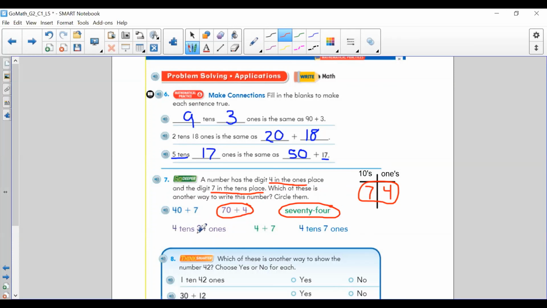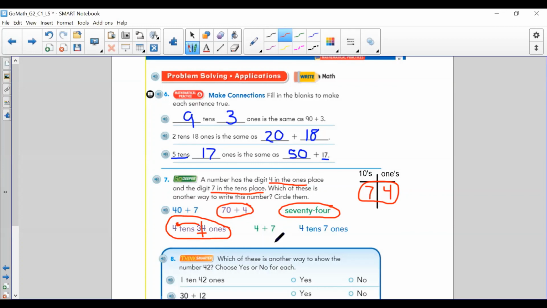4 tens and 34 ones. Now this right here is a tricky one. Do you know that 34 ones can sort of be divided right down the middle as 3 tens and 4 ones? And if we added that 3 over here to the 4, do you know what 3 plus 4 is? It's 7. So 7 tens and 4 ones. 7 tens, 4 ones. So this is actually the right answer.